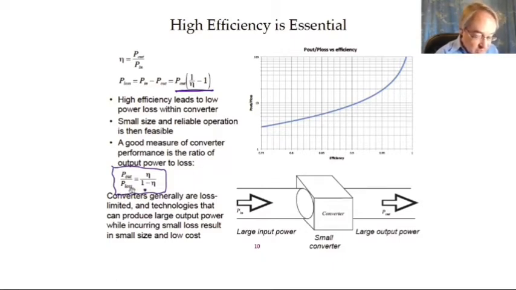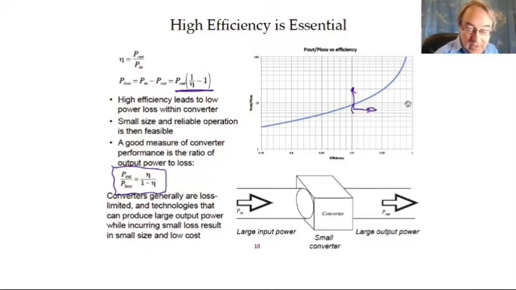We can solve for this quantity, and it turns out to be efficiency divided by 1 minus efficiency, and it's plotted here. And so you can see that even increasing the efficiency by a few percent can increase the ratio of output power to loss substantially. And so our goal is to produce efficiencies that approach 1, which makes the ratio of output power to loss approach infinity.